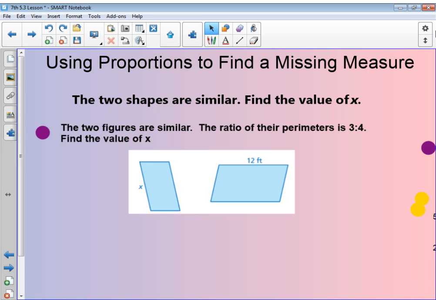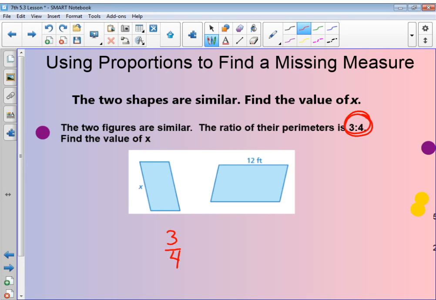It says the ratio of their perimeters is 3 to 4. Find the value of x. So I'm going to go ahead and just set this up as a fraction ratio. Or you could do 3 is equal to 4, and I'll show you on this first one that you could use either method. I tend to set this ratio up as a fraction, so 3 over 4.